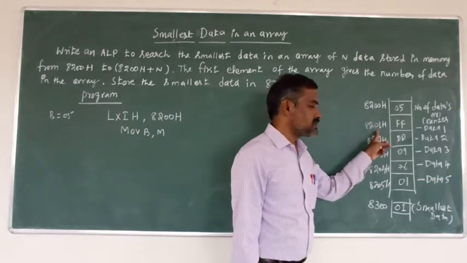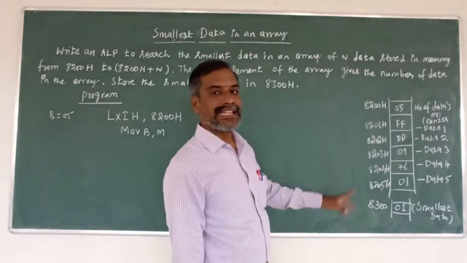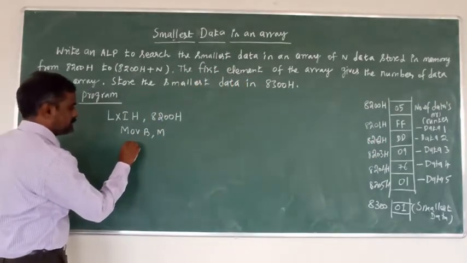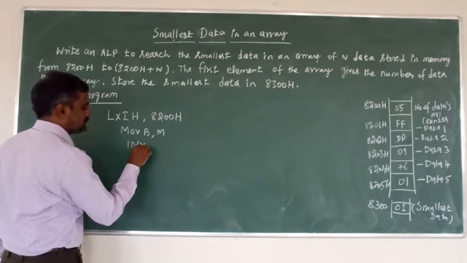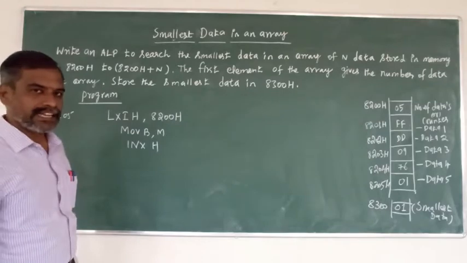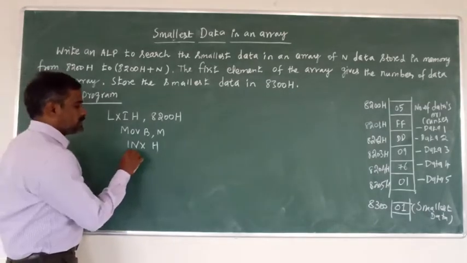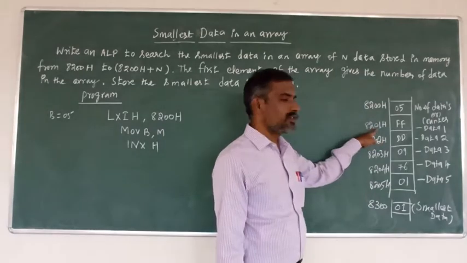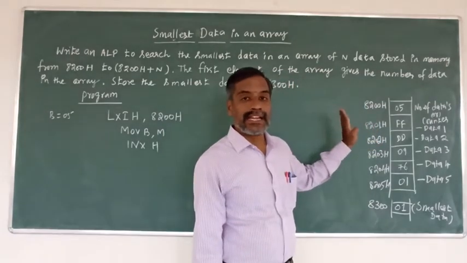Okay. Next, increment the memory address location. The memory address location is available in the HL register pair. Now to increment the HL register pair, INX H. Now the address will be incremented. Now 8201 is the memory address location.